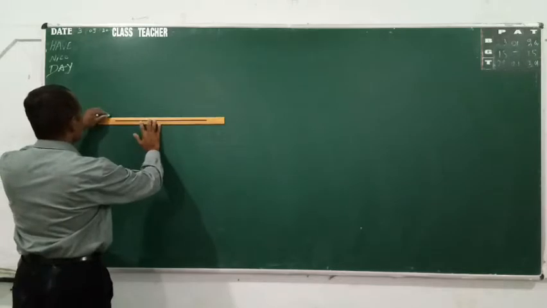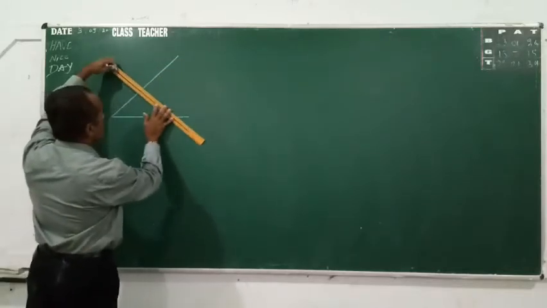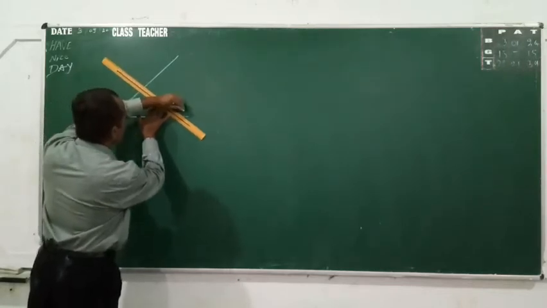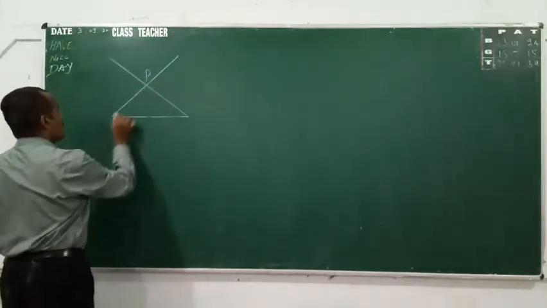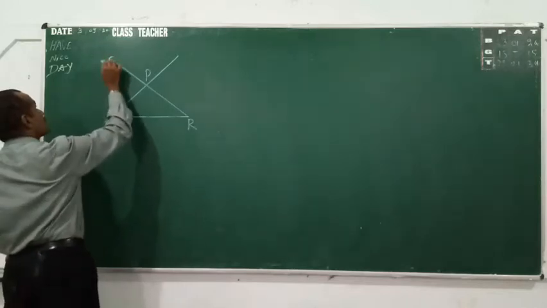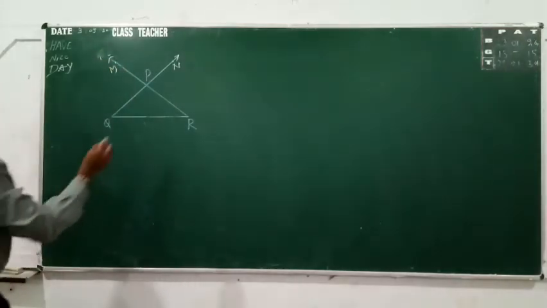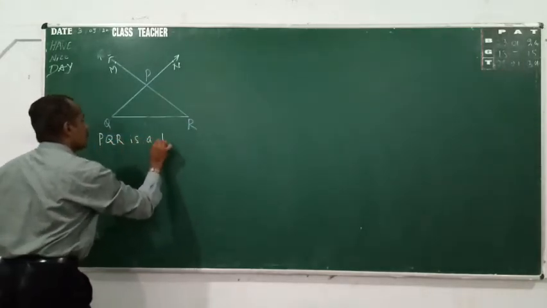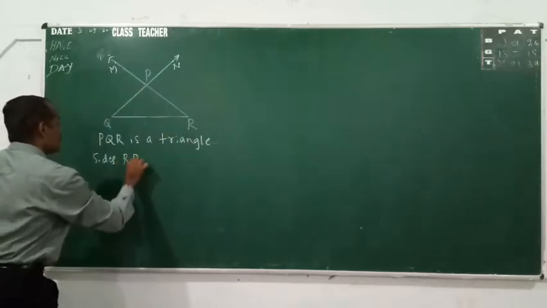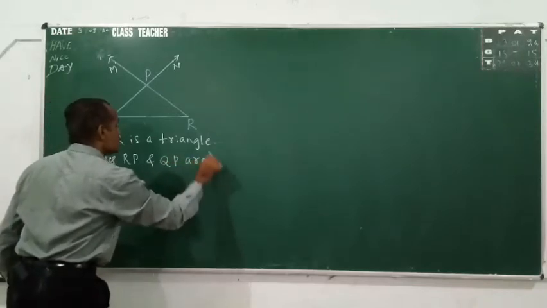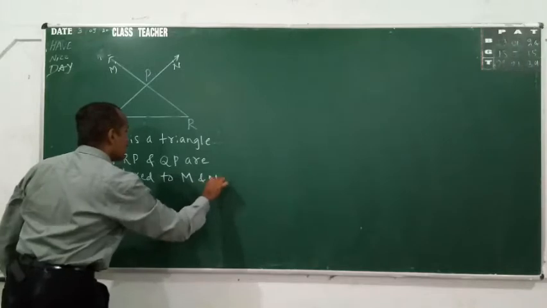Look at this. Okay, let me call this triangle as triangle PQR, and let me call this as M, and this is N. What is given? PQR is a triangle. Sides RP and QP are produced to M and N respectively.